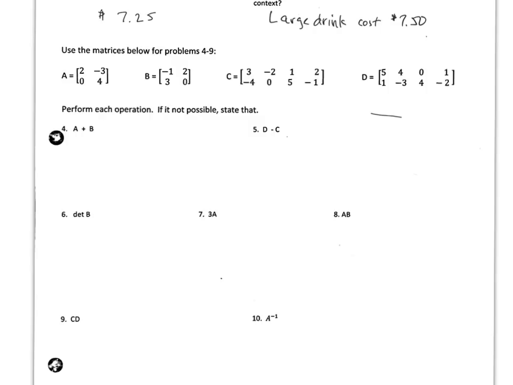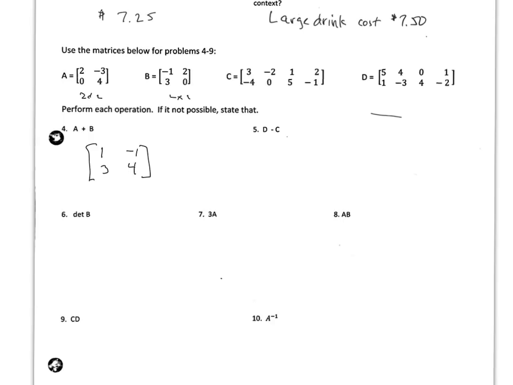A plus B, just make sure you check out the dimensions. This is a 2x2, this is a 2x2, so it is possible to add since they match. And when you add, of course, they stay in the same position. So 2 plus -1. -3 plus 2 is -1. Down the lower left, we'll add these up. And the lower right-hand corner, we add those together.